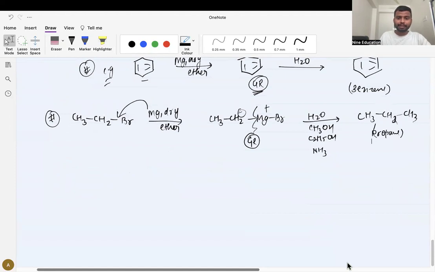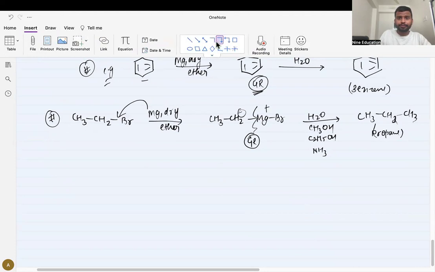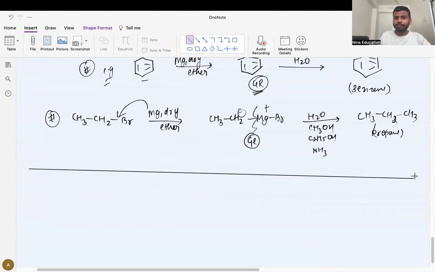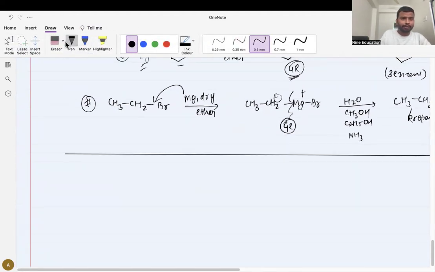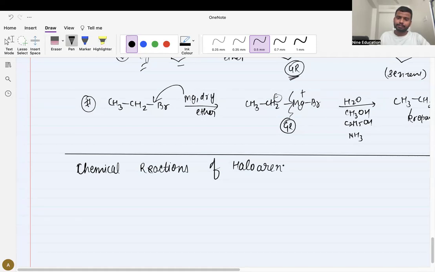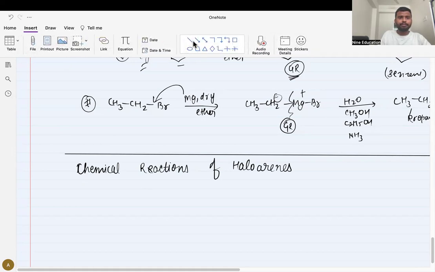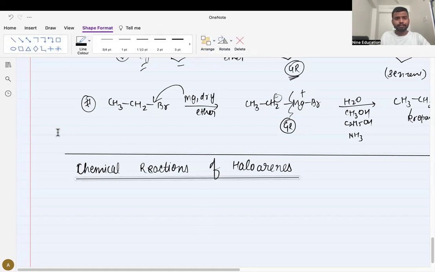Now next part, last part of our chapter, is chemical reactions of haloarenes. These two are the agendas of today's class.